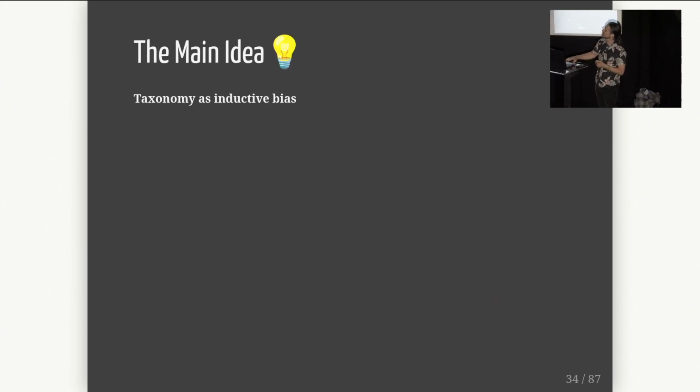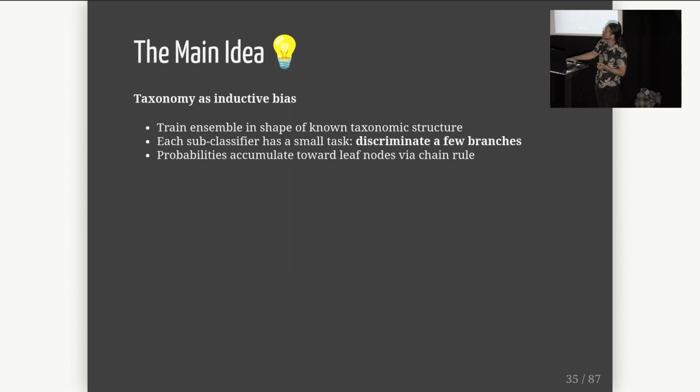So the main idea here is to use the taxonomy's inductive bias. Take advantage of that expert knowledge that's built into it, and you train an ensemble in the shape of the known taxonomic structure. Each subclassifier in there has a small task. It just discriminates one particular node, the branches underneath. And then the one requirement for this framework is you need a probabilistic classifier.